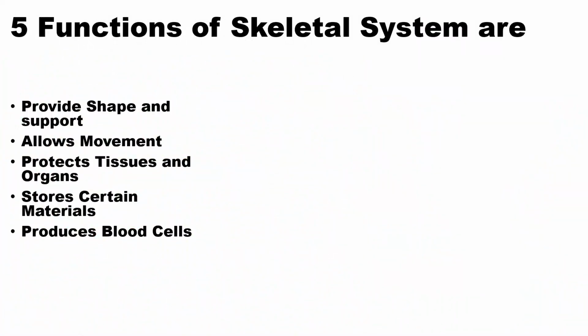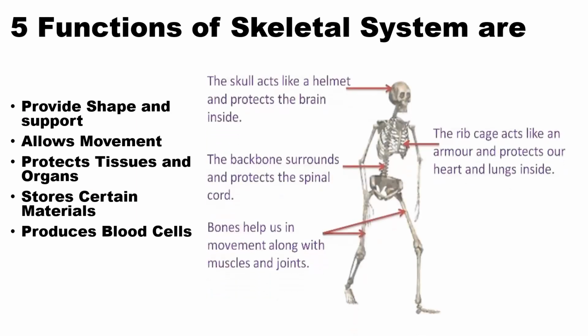So, what are the functions of the skeletal system? The 5 key functions of the skeletal system are to provide shape and support. It allows movement. It protects tissues and organs. It stores certain materials and also produces blood cells.